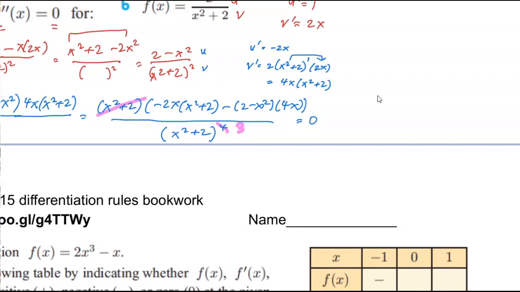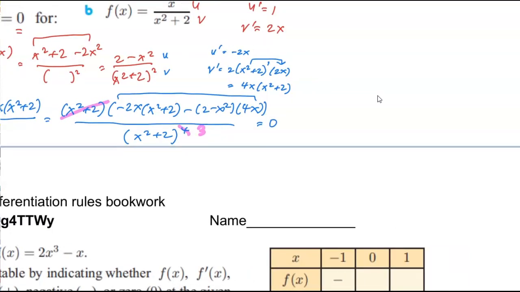Now, if I want to know what the solution to this is, I would see when the numerator is equal to 0. So I really would need to simplify this now. But I only need to simplify the numerator, because I don't care about the denominator. If the numerator is 0, the whole thing is 0. So let's expand this.